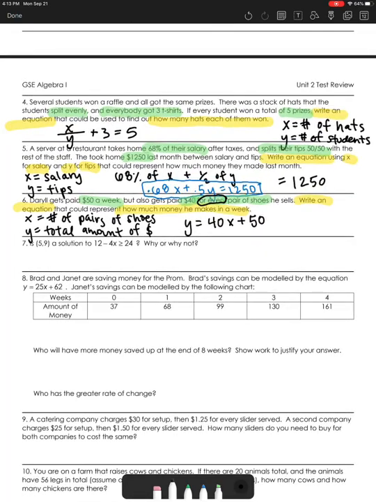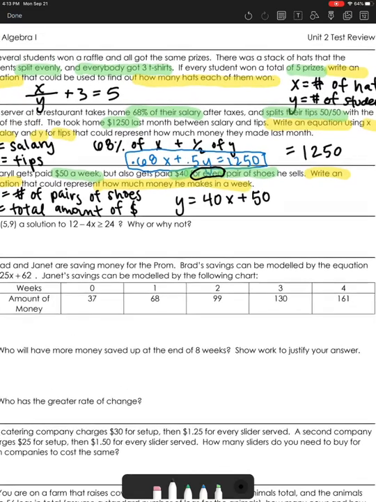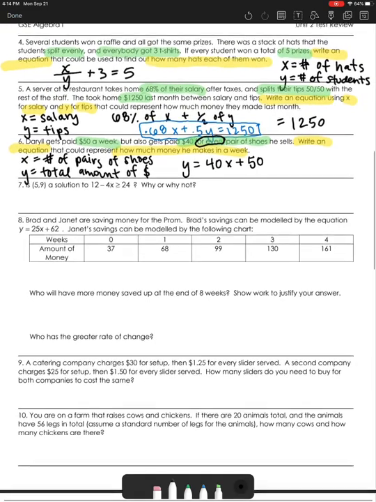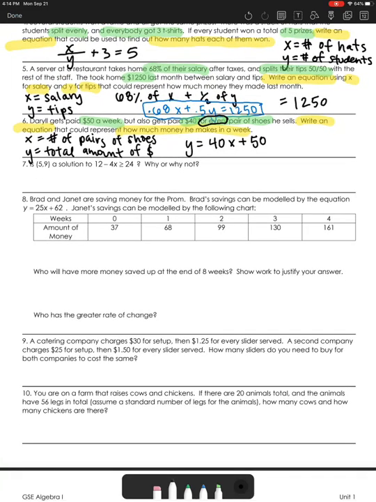Number 7, I am not going to do, because you guys know how to see if a point works for an equation, or in this case, an inequality, so you guys can work on that one yourself. I will go over number 8 though.